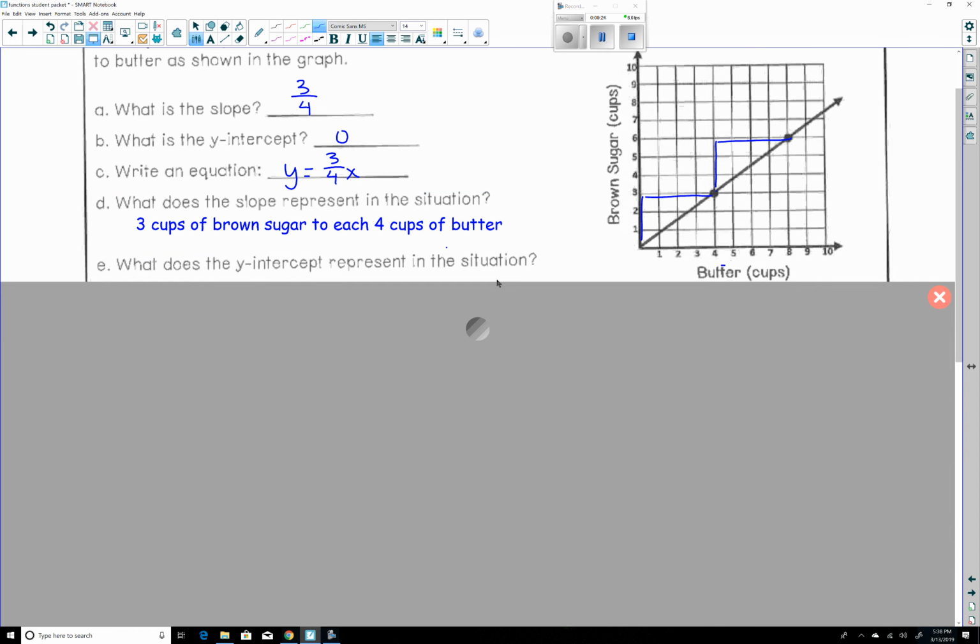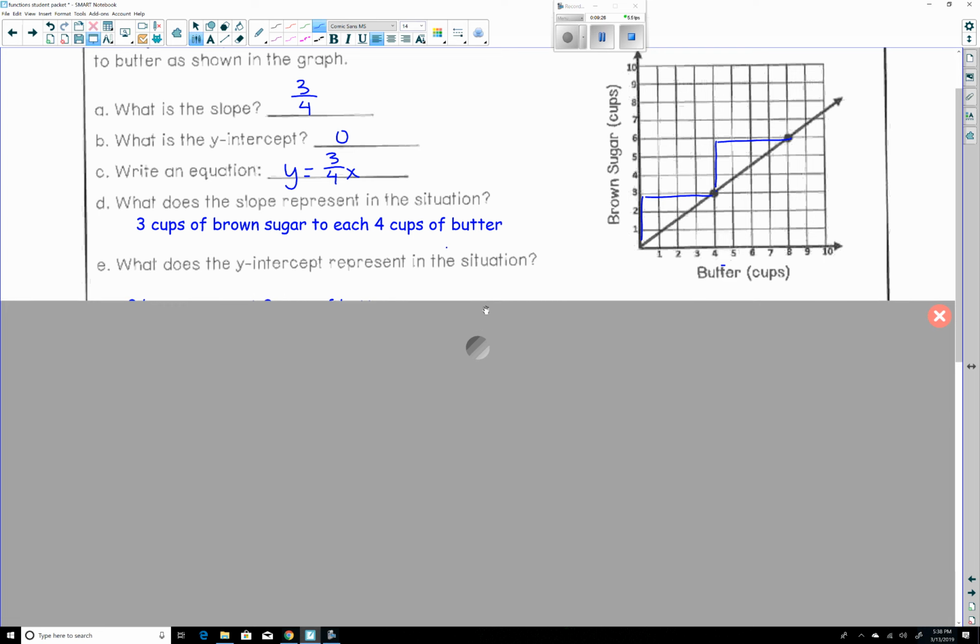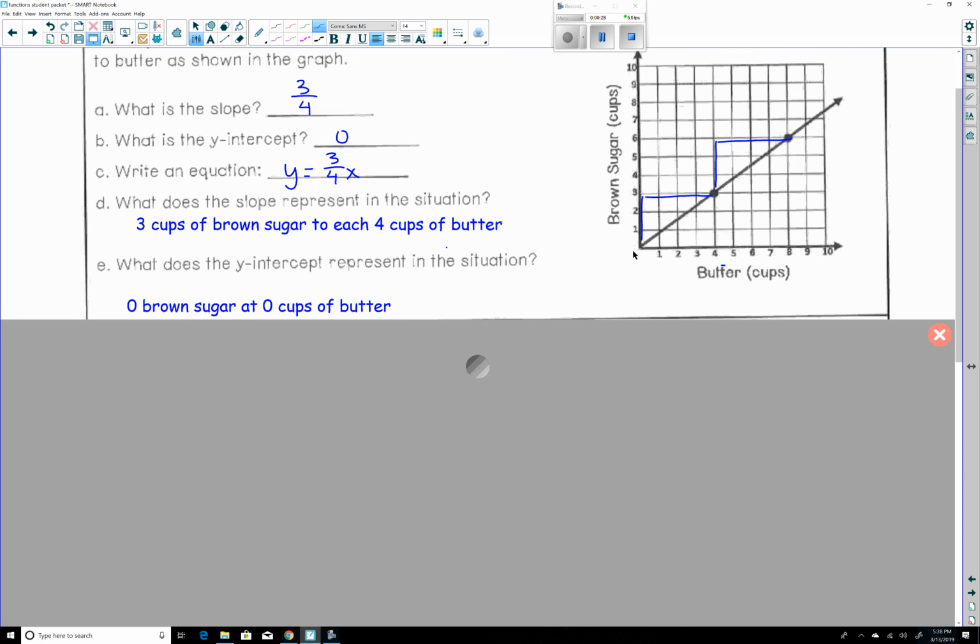Been a long day. Okay, what does the y-intercept represent in this situation? When we haven't used any brown sugar, we haven't used any butter. So at 0 cups of brown sugar, we've got 0 cups of butter.